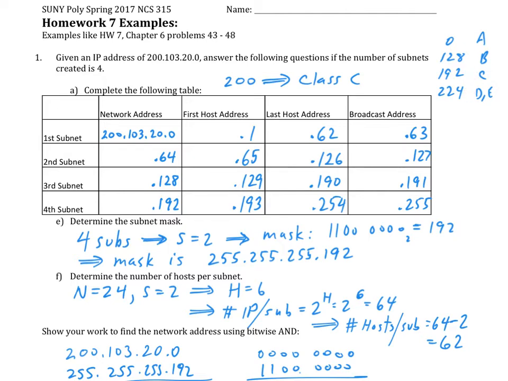Okay, so this is a Class C network, and if we're dividing a Class C up into 4 subnets, that means S is 2, because 2 to the S is the number of subnets. And that means the mask is going to have two ones in the first 2 bit positions of the last octet. And 2 ones there is a 192, which is 128 plus 64. And so our subnet mask is easy to calculate: 255, 255, 255, 192.